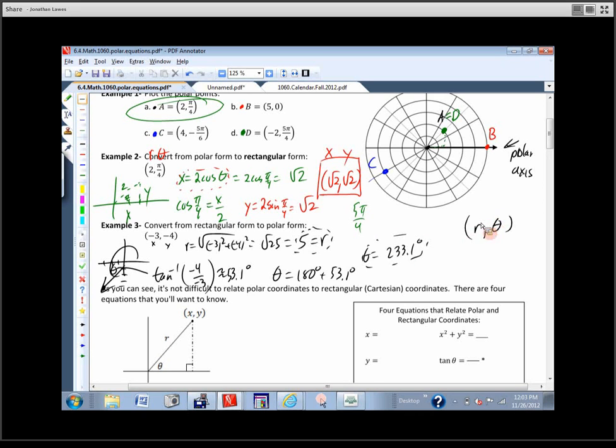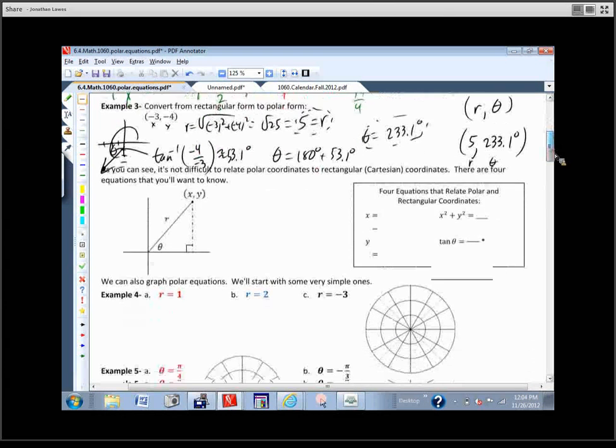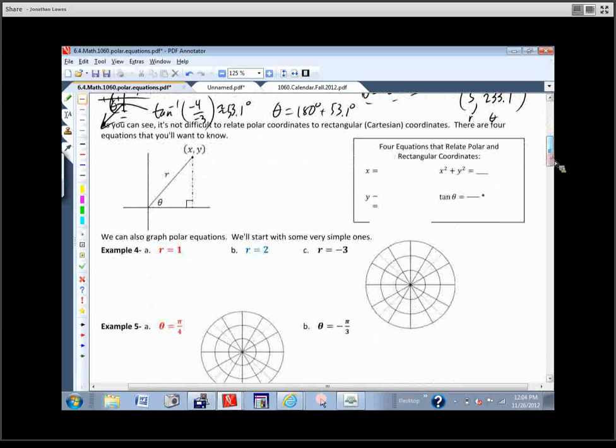Okay, so there are the two pieces. Let's put it in polar form. So that's a radius and a direction angle. So this is going to be 5, 233.1. And there it is in polar. There's our radius and there's our angle. Any questions? Hopefully that looks pretty familiar.